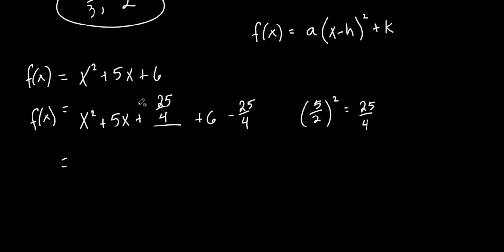Now, I made this into a perfect square, so it should look like this. So what goes inside here? X squared is this x squared. How do I find out this last one?